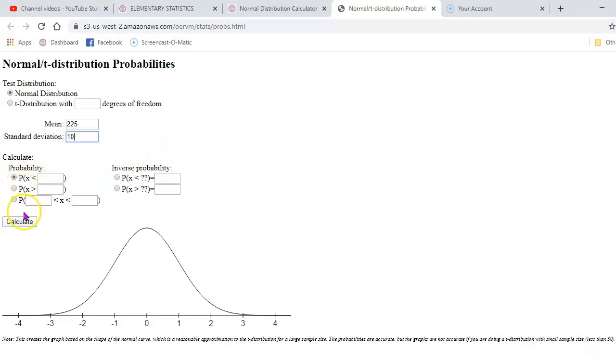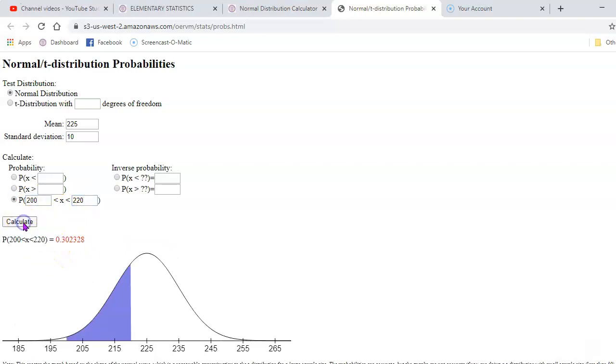And then depending on which kind of problem you're doing, probability of x being less than a number, or the probability of x being greater than a number, or the probability of x being between two numbers, you select what you want, put in the numbers, hit the calculate button, and it gives you the answer. So the answer to part A is 0.302328. The answer to part B, the probability of x being less than 200, was 0.0062. And the answer to part C, probability of x being greater than 230, was 0.3085.